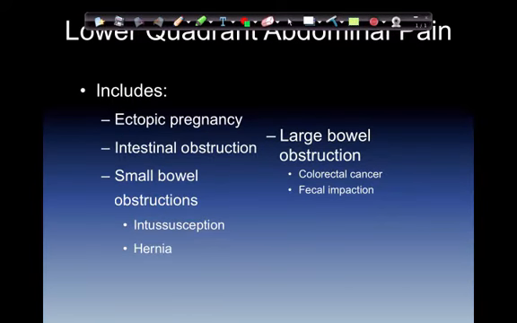Lower quadrant abdominal pain includes a possible ectopic pregnancy. Can be a life-threatening emergency. They're assumed pregnant, possibly with an ectopic pregnancy. Any female of childbearing years with lower abdominal quadrant pain might possibly have an ectopic pregnancy until proven otherwise.